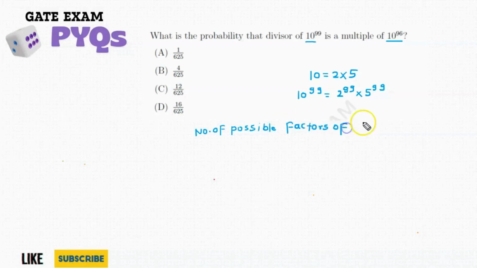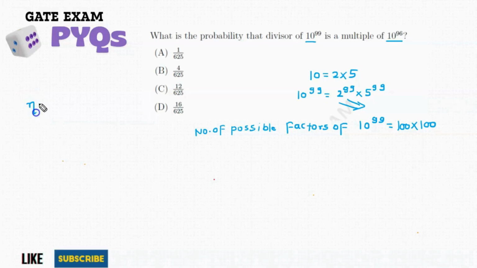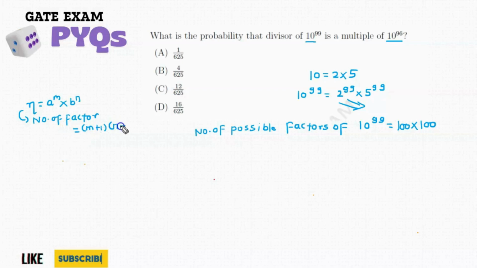Now, if we try to find out the number of possible factors of this number, which is 10 raised to 99, it will be 100 times 100. Because if we take a number n with prime factorization a raised to m times b raised to n, and we have to find the total number of factors, we know this formula. This is nothing but m plus 1 times n plus 1. So we have just used that formula, and here we are getting 10,000. So these are the number of factors.